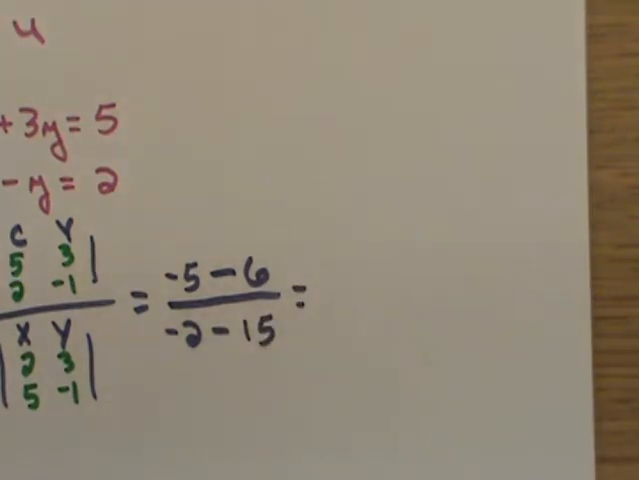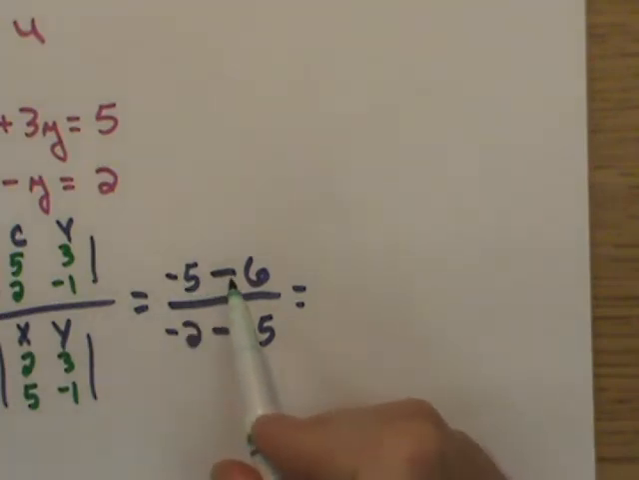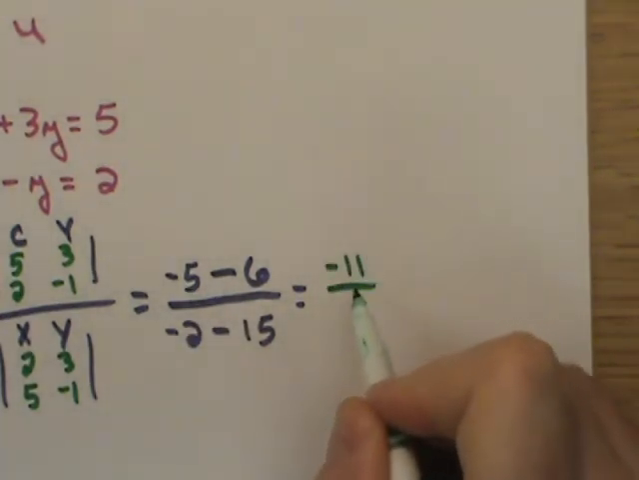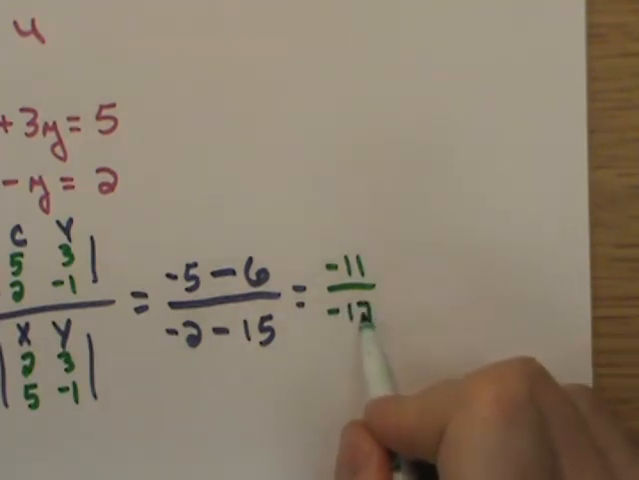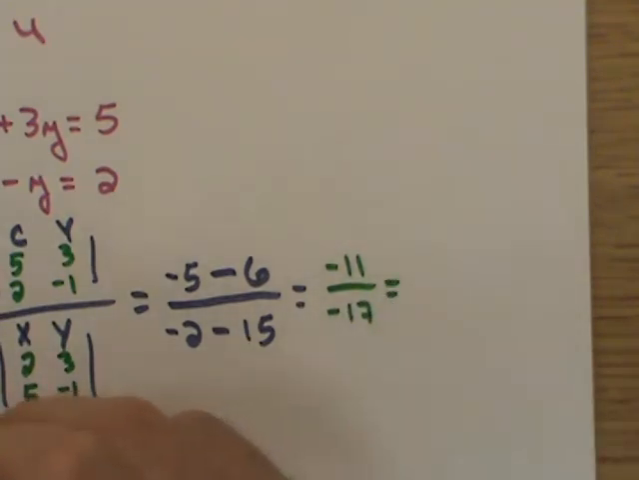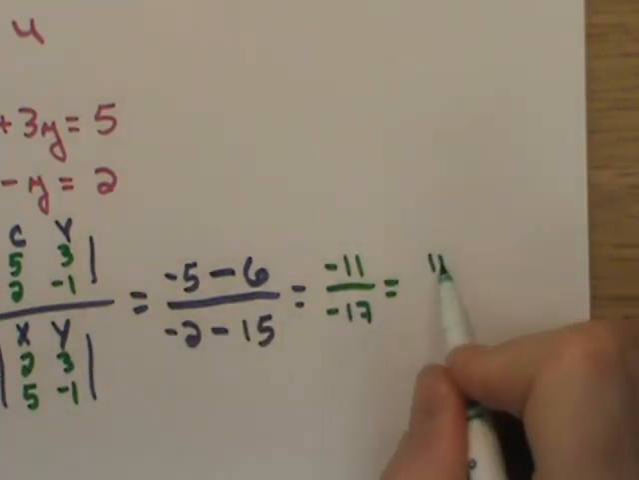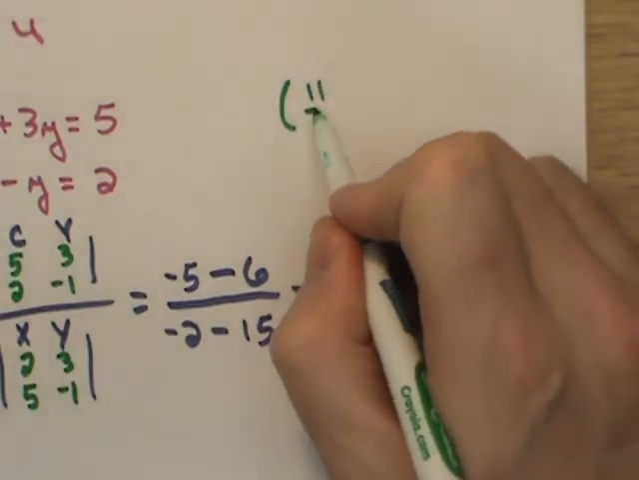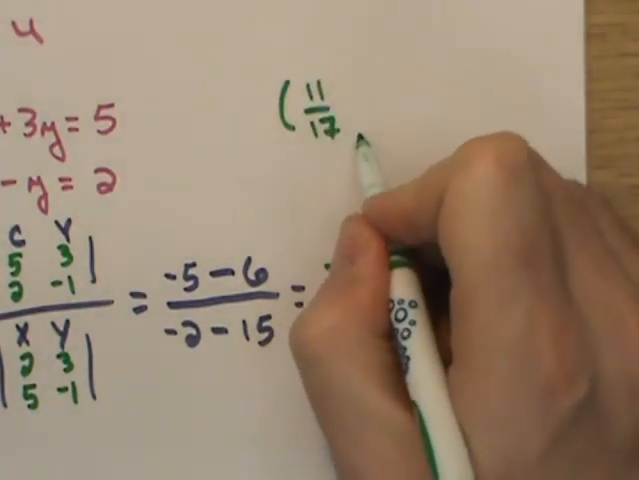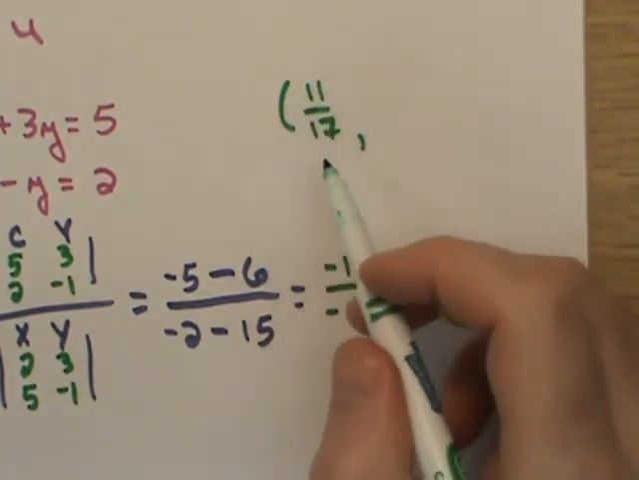Now the beauty of Cramer's rule: the first couple examples I made so that they came out nice. This one I just threw the problems together. Look at what happens here. You owe me 5, you owe me 6, you owe me 11. Over, you owe me 2, you owe me 15, that's negative 17. That means that the x-coordinate for the point of intersection is 11/17. I don't think I would really want to do that with any of those other methods. That's a nasty answer there.